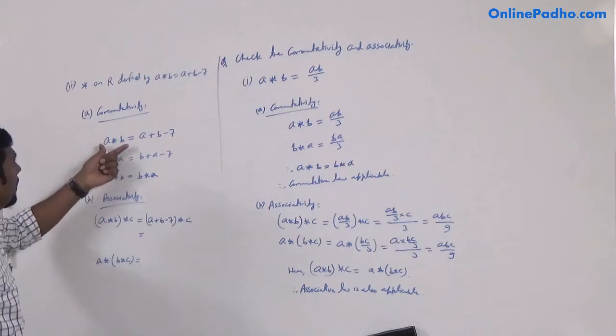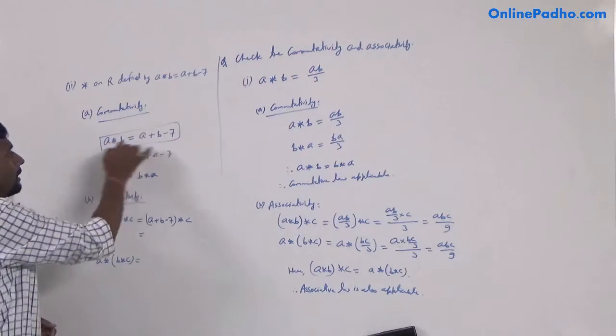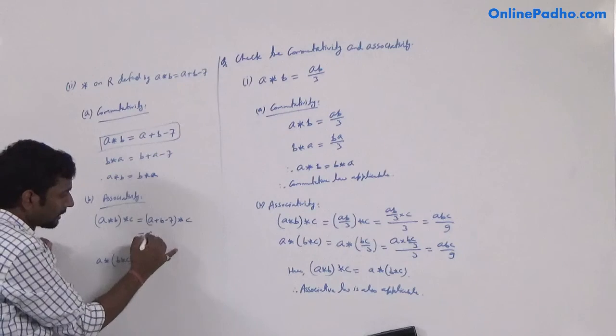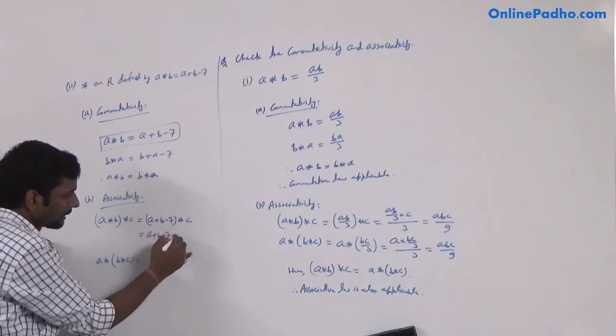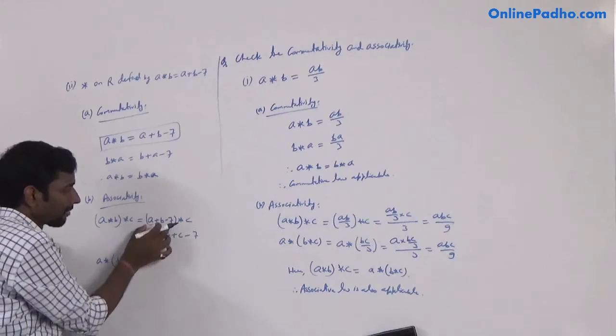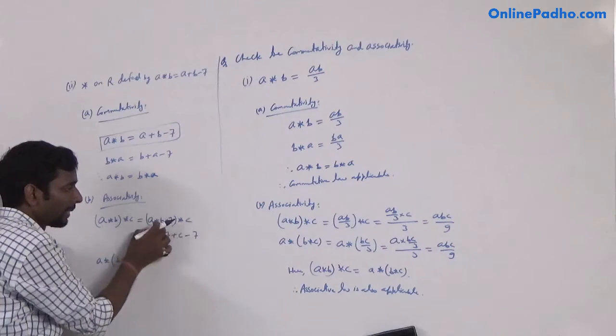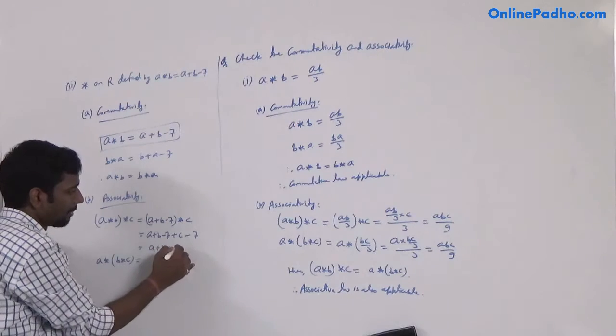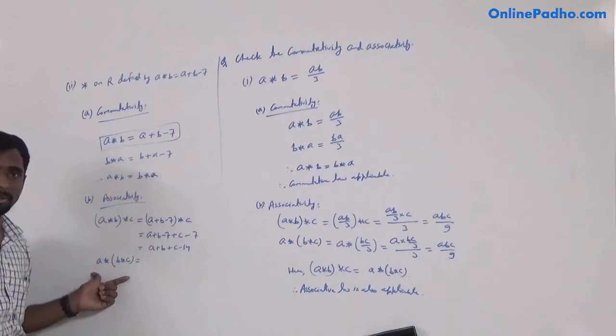Now what do you mean by the binary operation A star B? Sum of both the real numbers minus 7. So A plus B minus 7 plus C minus 7. Sum of both the real numbers, sum A plus B and minus 7. You can write it as A plus B plus C minus 14. Now we need to solve this one.